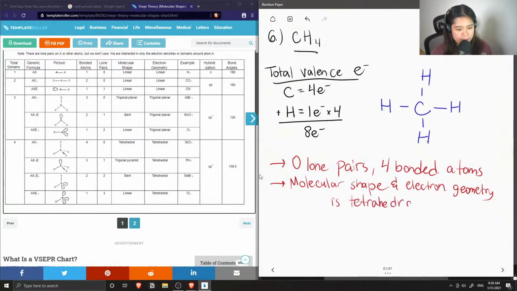Okay, so since there are no lone pairs on the carbon, we would have the same molecular shape and electron geometry. And the carbon would be sp3 hybridized. And the predicted bond angles are around 109.5 degrees.